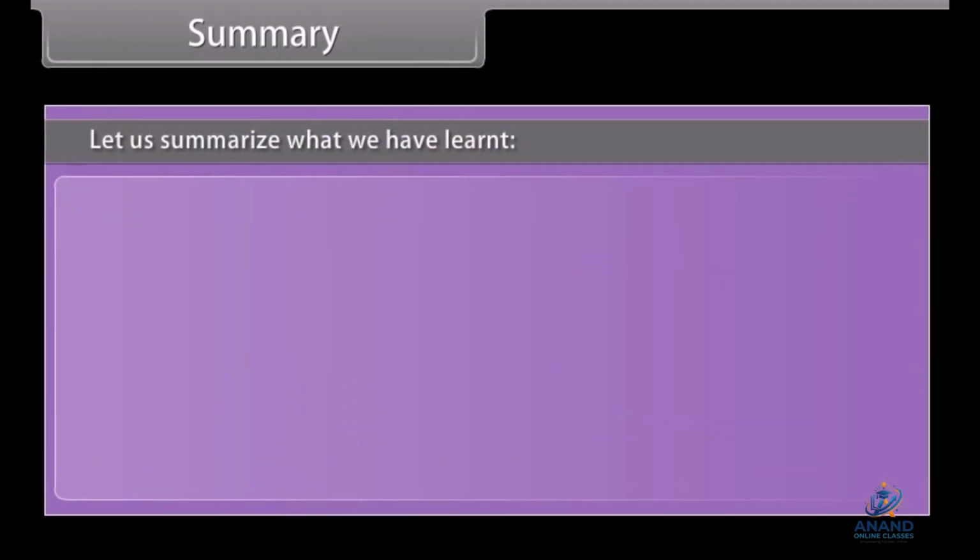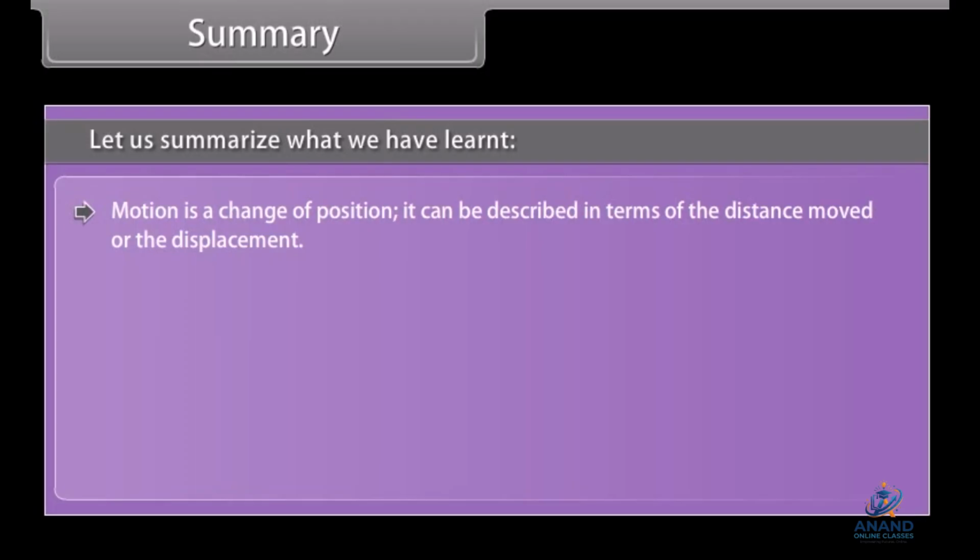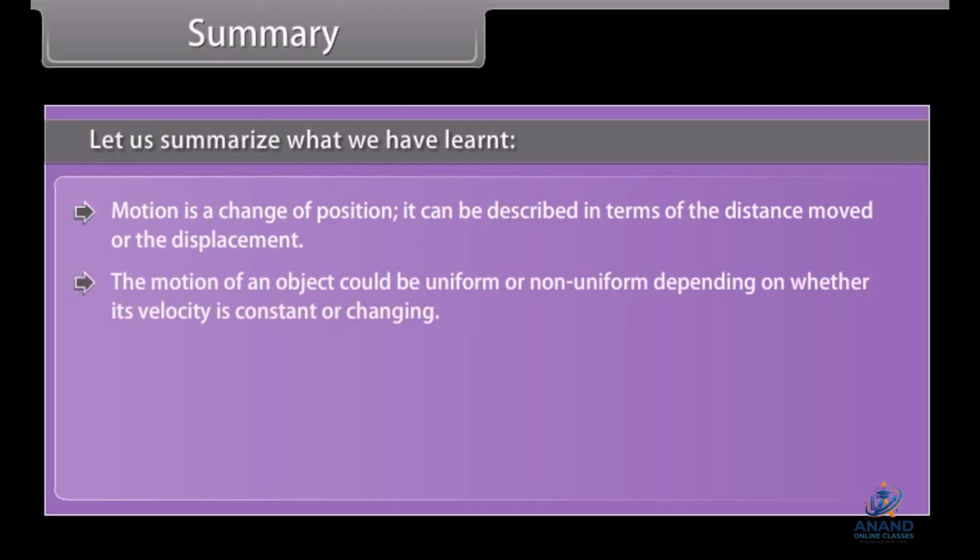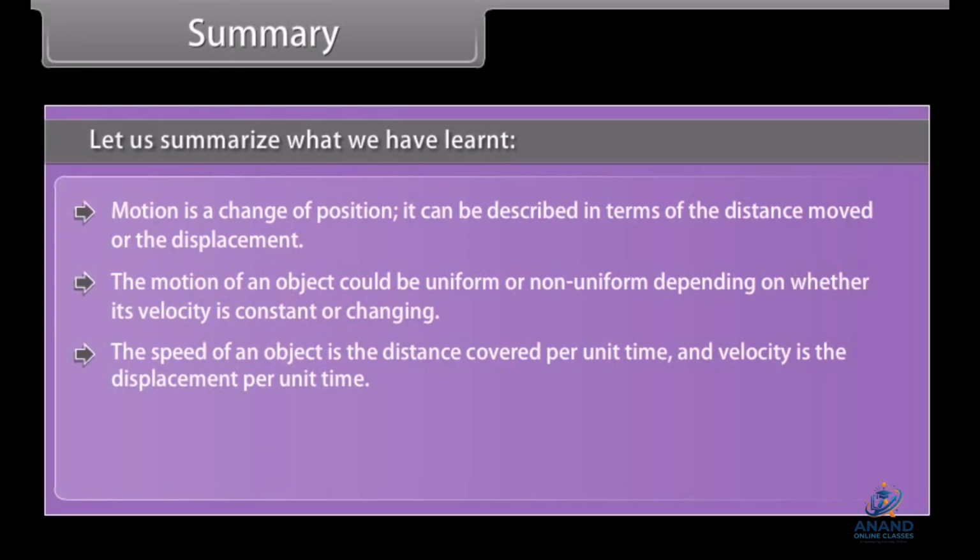Summary. Let us summarize what we have learned. Motion is a change of position. It can be described in terms of the distance moved or the displacement. The motion of an object could be uniform or non-uniform depending on whether its velocity is constant or changing. The speed of an object is the distance covered per unit time, and velocity is the displacement per unit time. The acceleration of an object is the change in velocity per unit time.